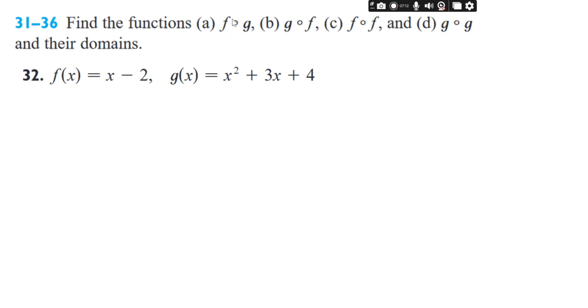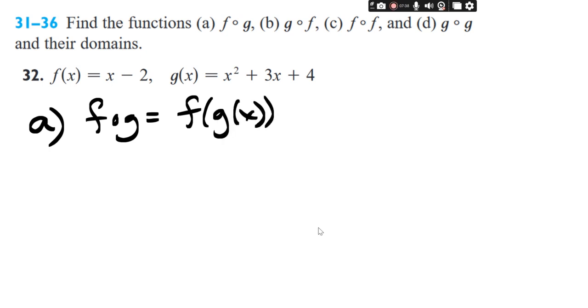So notice that f can be composed with g, that's easy. We can go the other way with it if we like, and we can compose functions inside each other. All right, so let's go for it here. So a. I'm going to write it a couple of different ways. So f composed with g. Technically, the way it's written is this: the g function is actually inside the f function. A good way to write it is you just write what the g function is. So the g function is x squared plus 3x plus 4.